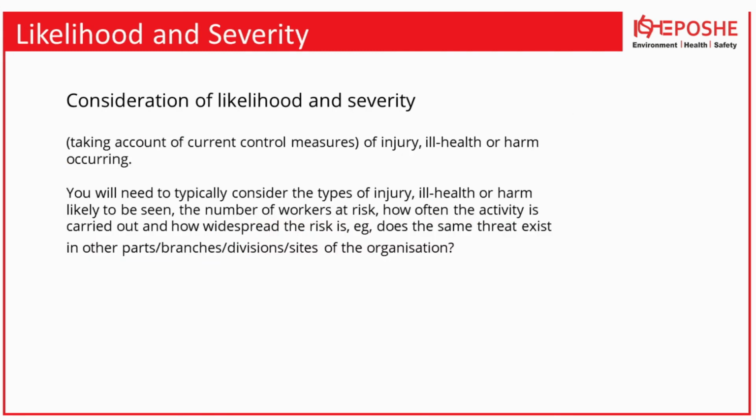The next section is consideration of likelihood and severity. The word count for this section is 75 to 150 words. First, you have to write how likely the hazards could cause harm. This can be included as high, medium or low. You have to decide this based on the number of workers at risk, how often the activity is carried out, and the spread of the risk, whether the same risk exists in other departments, branches or sites of the same organization. Next, you have to write the severity that the hazards could cause, and include whether it is high, medium or low.